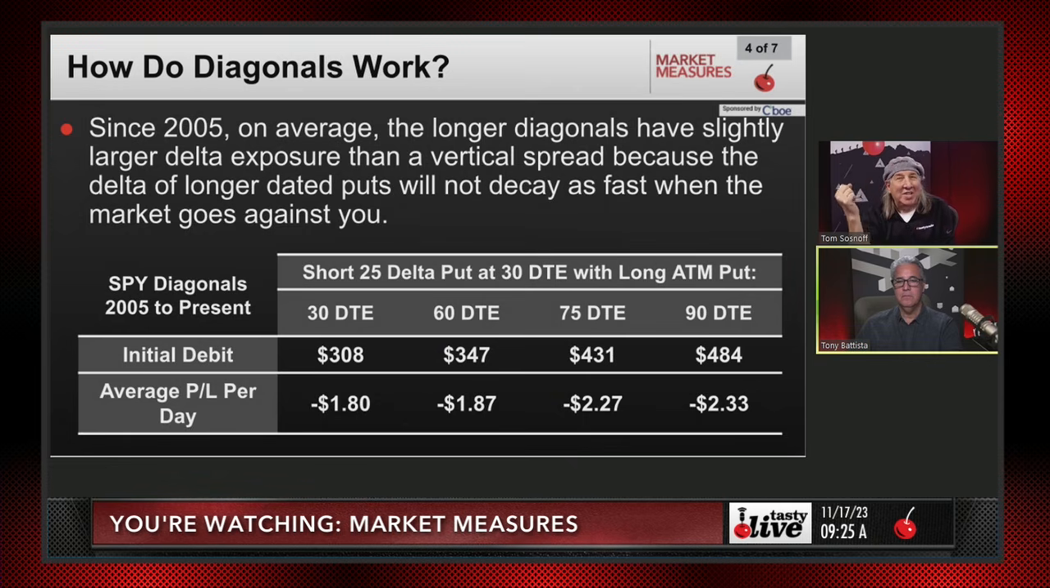You're buying an at the money put, and you're selling an out of the money put. It's a put vertical spread in a bull market. You're going to lose money. Let's go next slide.